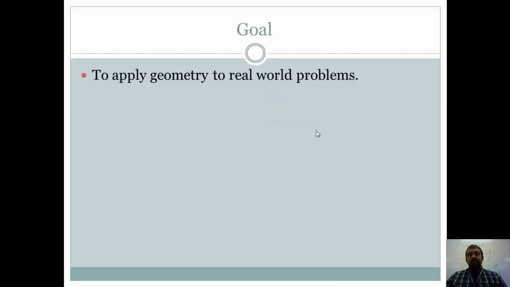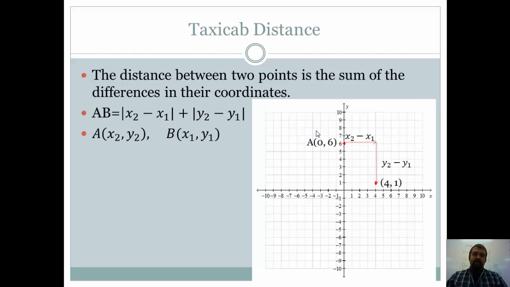Alright, so one of the goals here is that you apply geometry to real world problems. The first thing: the distance between 2 points is the sum of the differences in their coordinates. That's the taxicab distance. If I look here, it's going to be the horizontal line plus the vertical line. That's pretty much it, the lengths of those. So I'm basically counting up the squares. Yeah, this is the official formula.